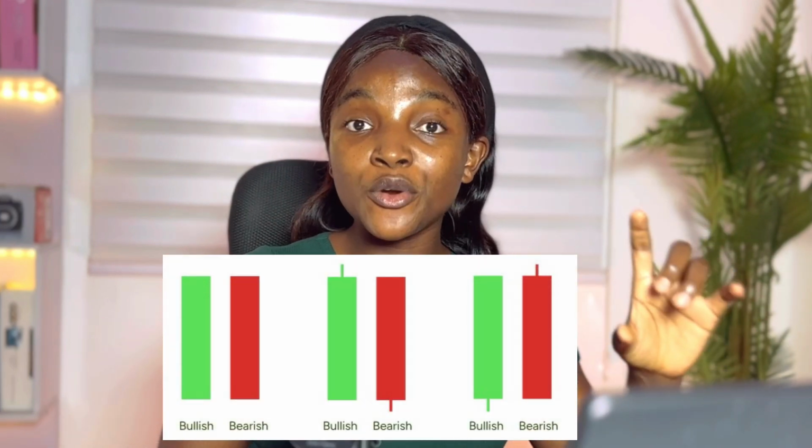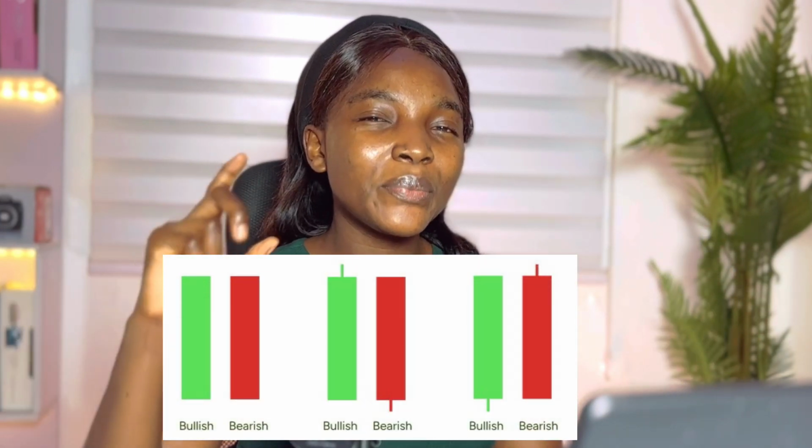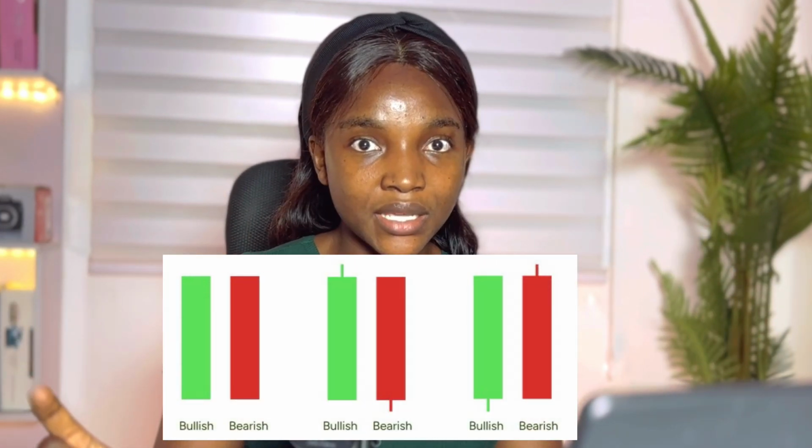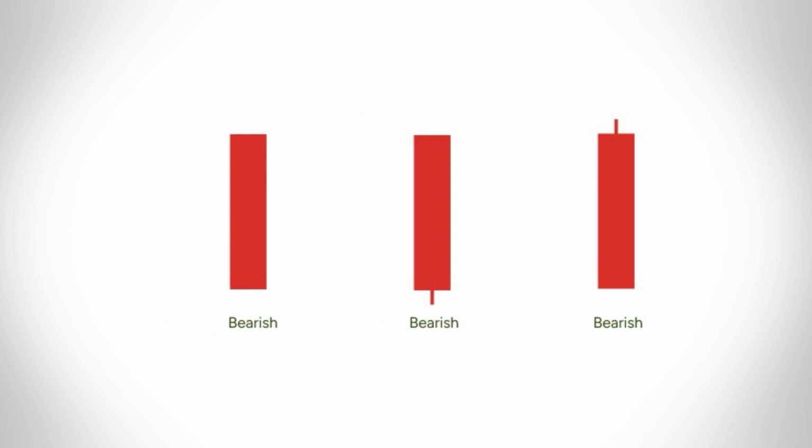Now you should keep in mind that there's a bullish Marubozu candlestick and there's a bearish Marubozu candlestick. And the bearish Marubozu candlestick is what we are referring to in this video. When you spot a bearish Marubozu at the start of a downtrend, it signifies further selling pressure.